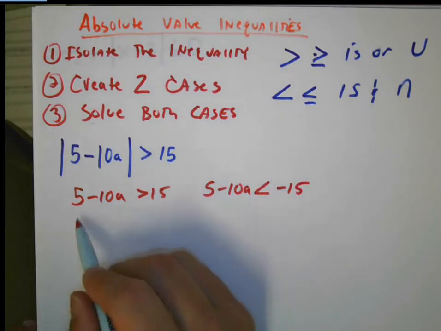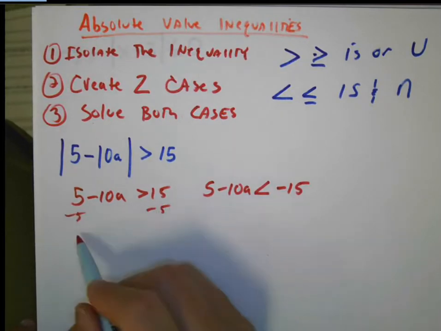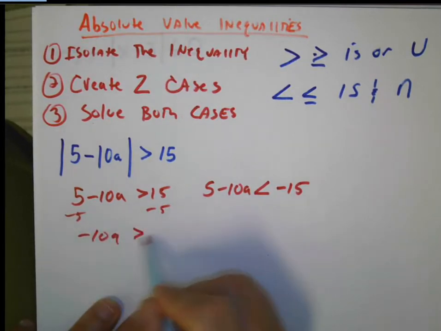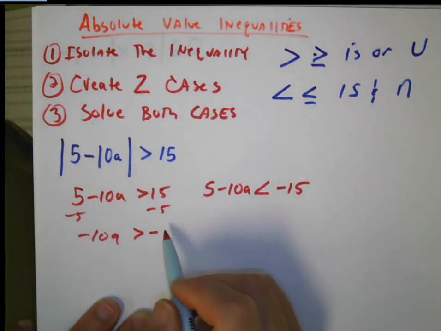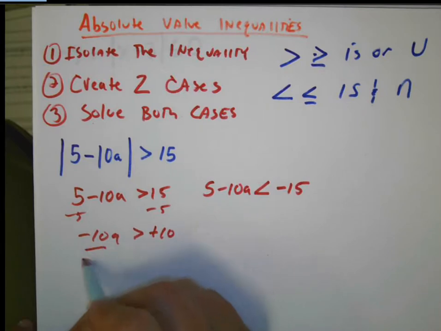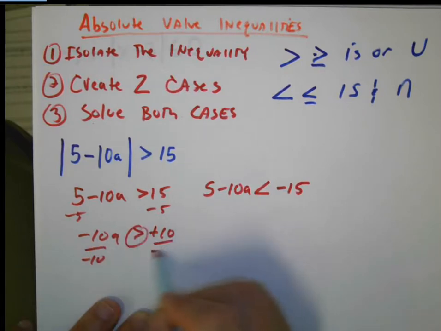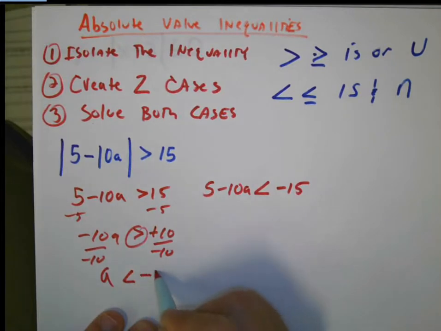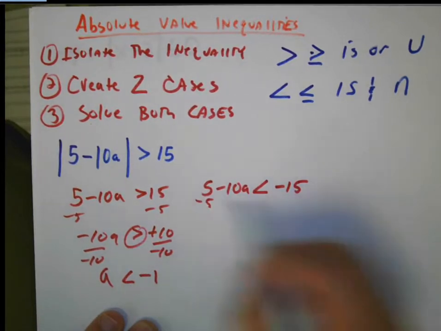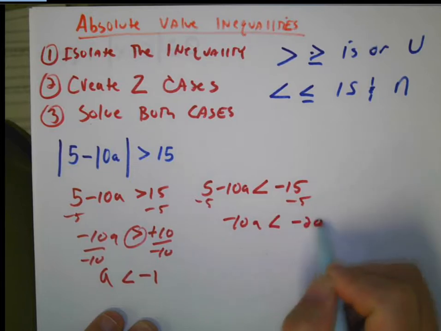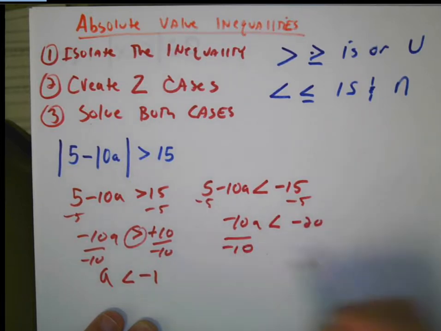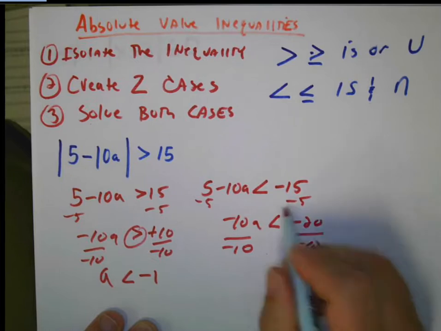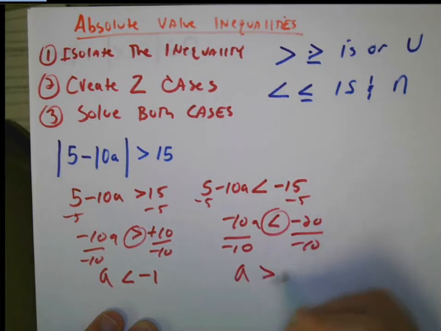So we're going to subtract 5 here, subtract 5 here. Negative 10a is greater than positive 10. And then divide by negative 10. Circle that, divide by negative 10. A is less than negative 1. Here you subtract 5, negative 10a is less than negative 20. Divide by negative 10, divide by negative 10. Circle that. A is greater than 2.